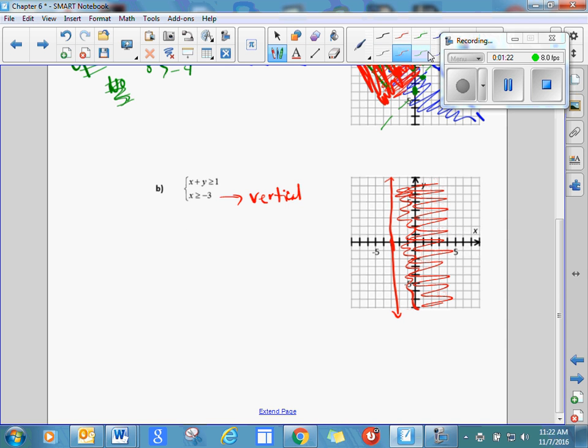The second one, we'll do in green, x plus y greater than or equal to 1. We need to get the y equals mx plus b form. So y greater than or equal to minus x plus 1. So if we graph it, our slope is -1 and our y-intercept is +1. So here's +1 right here. And the slope is negative, so we're going to fall from left to right, and it's going to be 1 over 1.